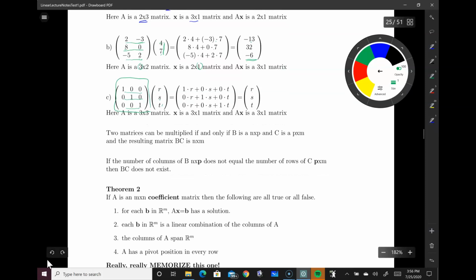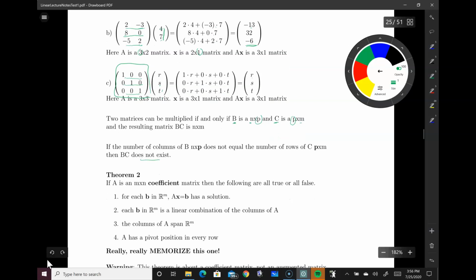Just making sure you know, if I'm going to multiply two matrices, B and C, these inner dimensions have to be the same number, and what you get out of it is an m by n matrix. It does not exist otherwise.